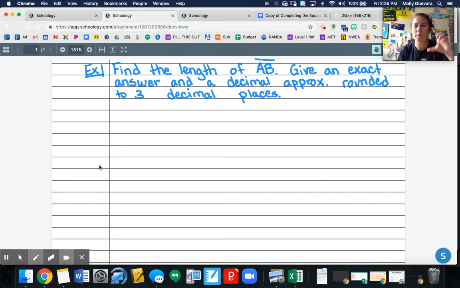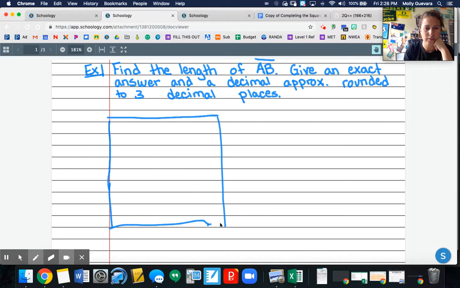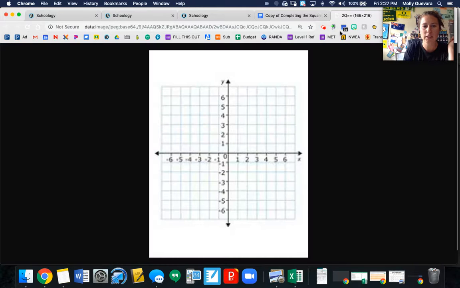So the little blank graphs that you got in class, we're going to glue one of those in right here. This is a blank graph, so glue that in right there. And then we're going to do the work for this. So I'm going to actually switch over. Here's my blank graph.